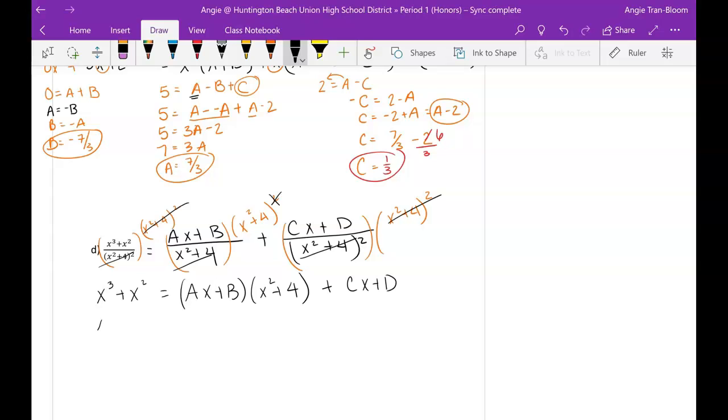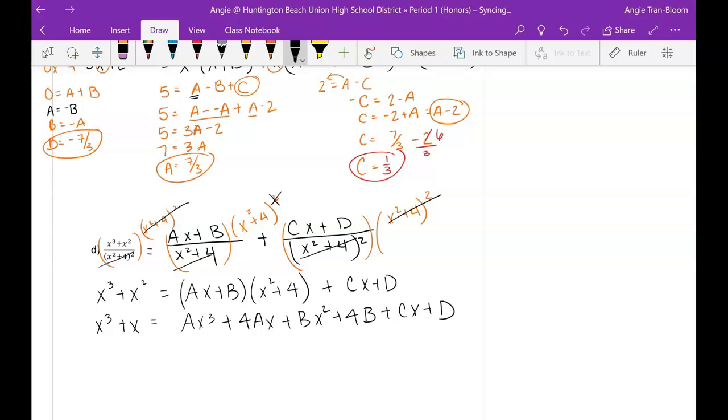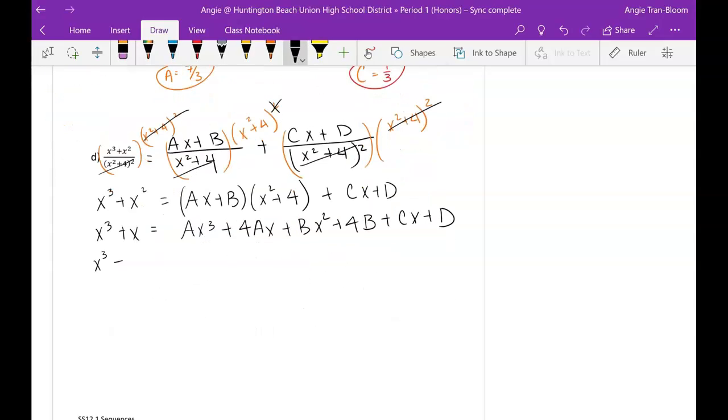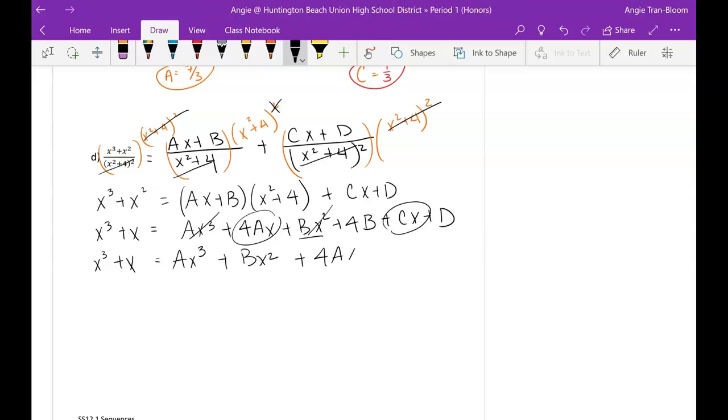All right, let's distribute. X to the third plus x equals ax to the third plus 4ax plus bx squared plus 4b plus cx plus d. Let's put all the third power together. So there's only one, so that would be nice. All the x squared together. There's only one, so that's also nice. So those are gone. I have two x's, put them together. 4ax plus cx, and then we have constant 4b plus d.